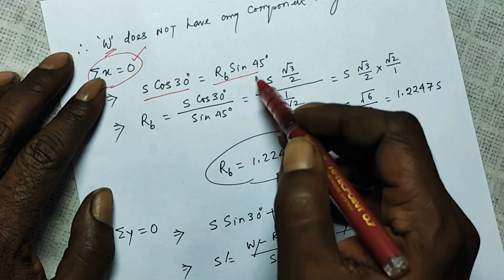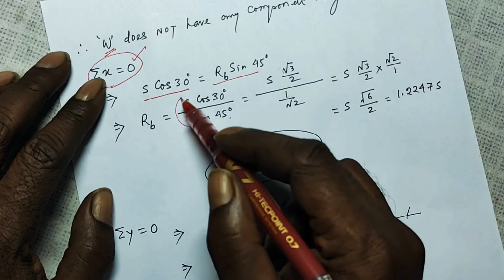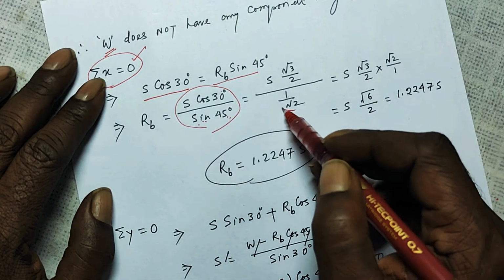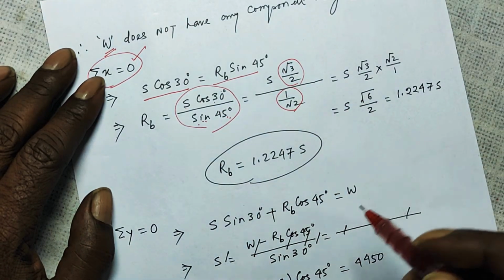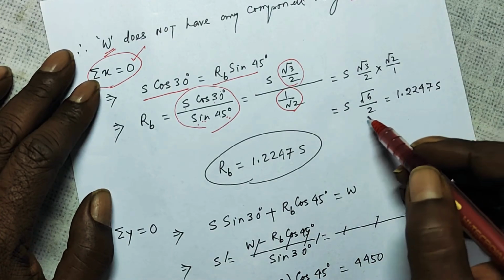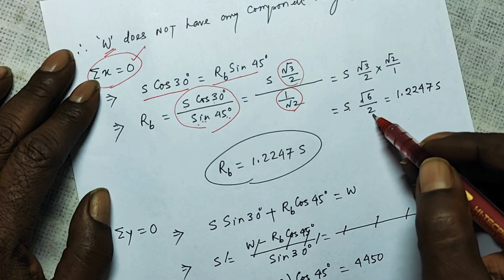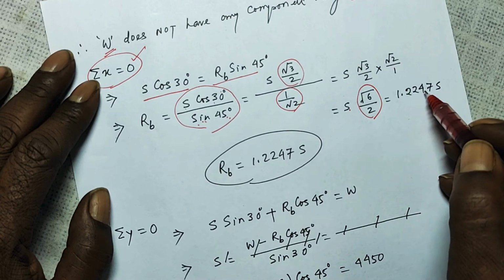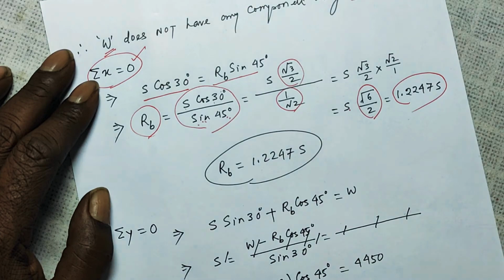So I bring cos 45 to the left hand side. So I am left with S cos 30 over cos 45. Cos 45 is 1 over root 2, cos 30 is root 3 over 2. If I put it in a scientific calculator, this comes out to be S times root 6 over 2, which comes out to be 1.2247 times S. This is the reaction force RB. That is what I have written here.